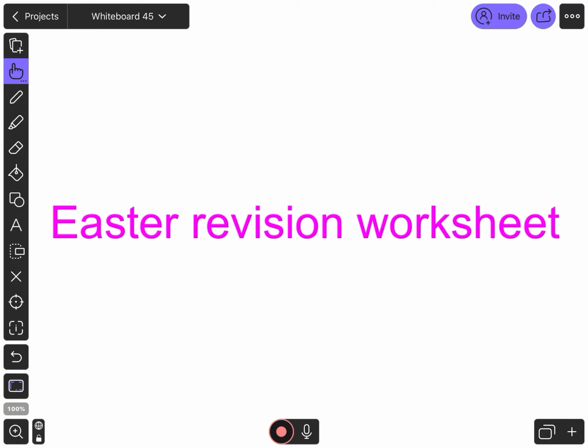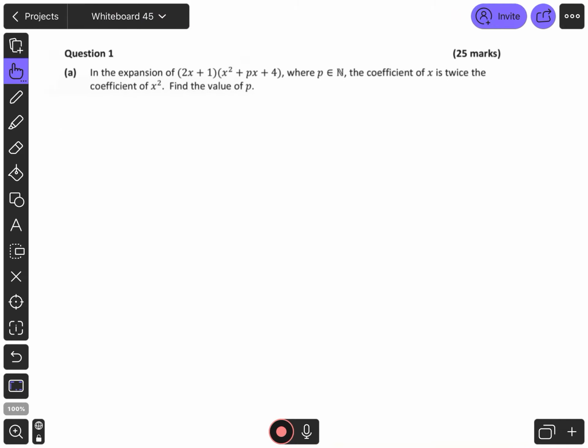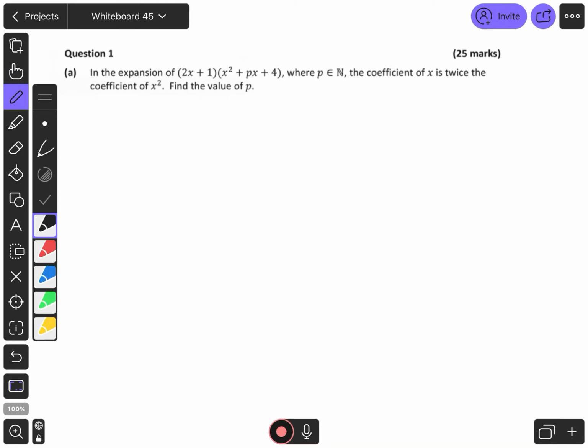I'm going to just go through then the Easter revision worksheet, the first question. So the first question, this one here. Question 1 says, in the expansion of (2x + 1)(x² + px + 4), where p is an element of N, the coefficient of x is twice the coefficient of x², find the value of p. So an unusual enough kind of question.